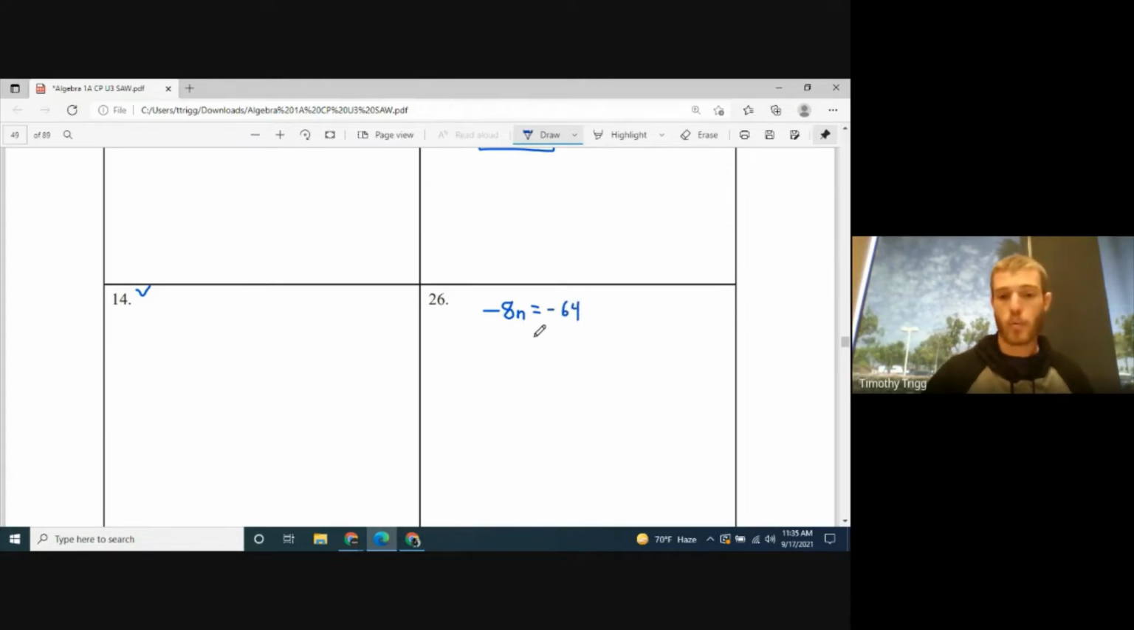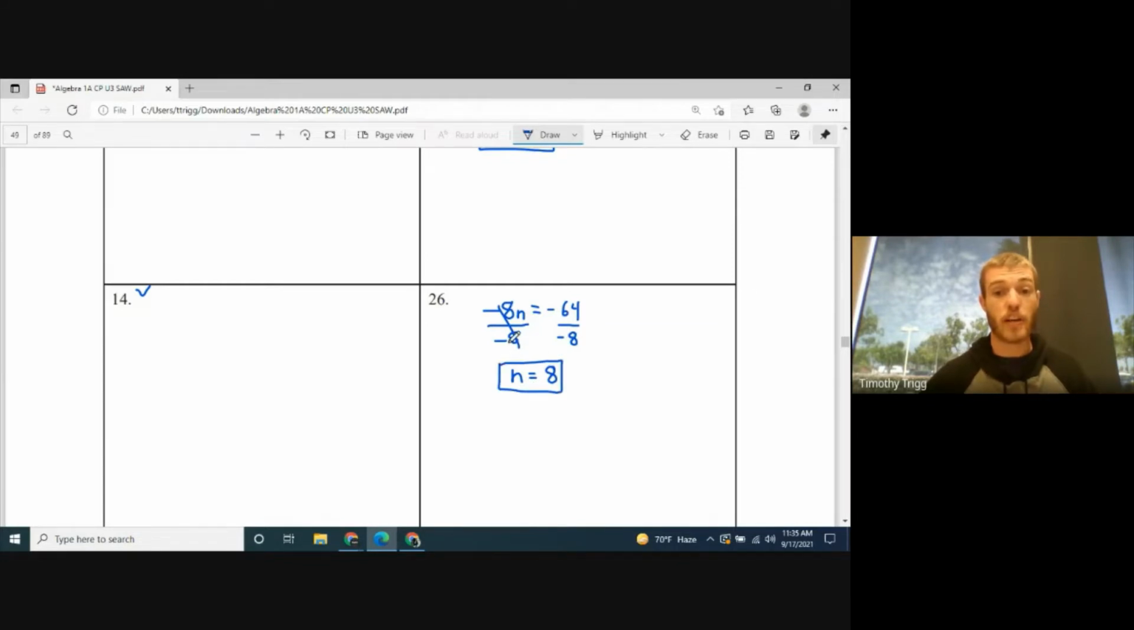Okay. So what we're going to do is divide both sides by negative 8. Whenever it shows something right up against the variable, remember that means those two things are multiplied. So negative 8n means negative 8 times n. In order to cancel that, you divide by that number. So we divide both sides by negative 8. That gives us n by itself, because these cancel, equals negative divided by negative, that's positive. So we're going to get positive 8 here.